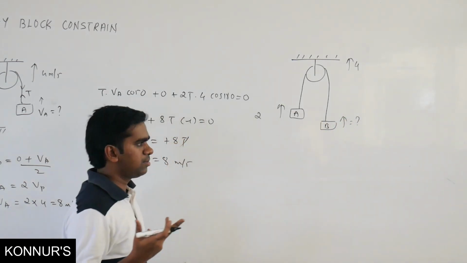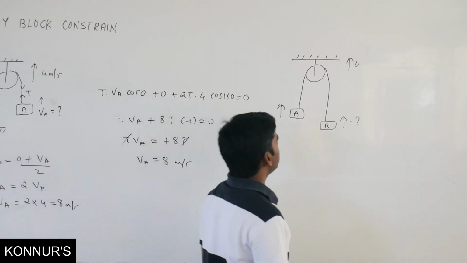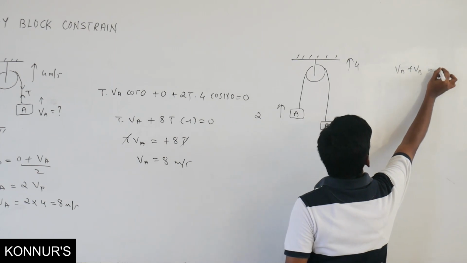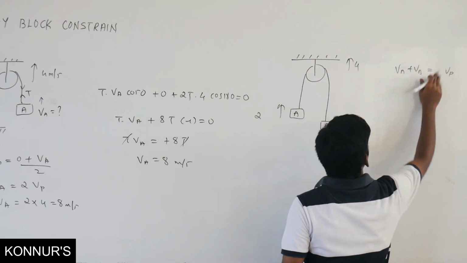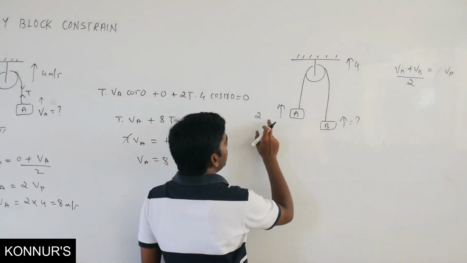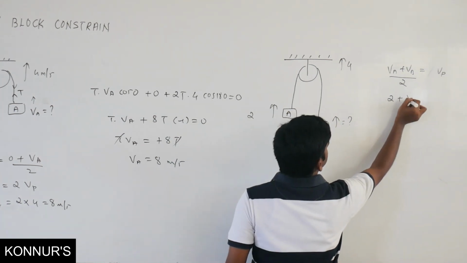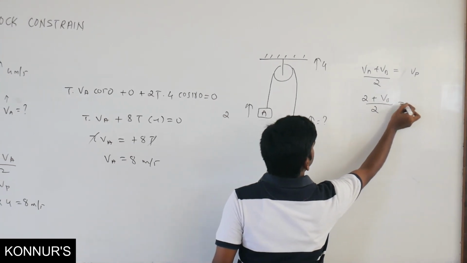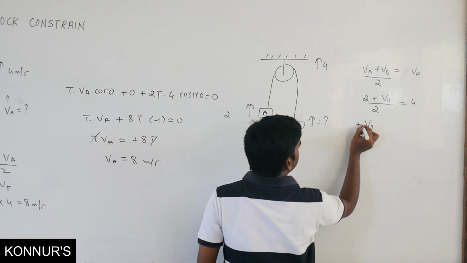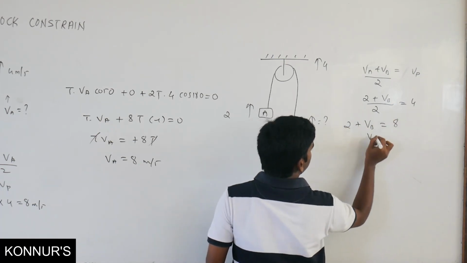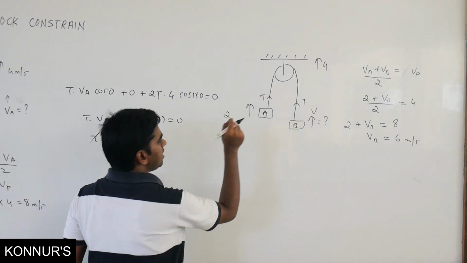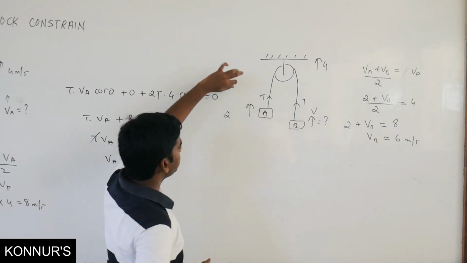So use your pulley method. If you use your pulley method, it will become VA plus VB equals 2 times VP, or VA plus VB by 2 equals VP. So what is VA? VA is 2 plus VB divided by 2 equals VP. VP is 4. So 2 plus VB equals 8. So VB equals what? 6 meter per second.